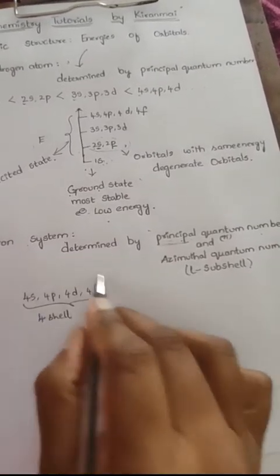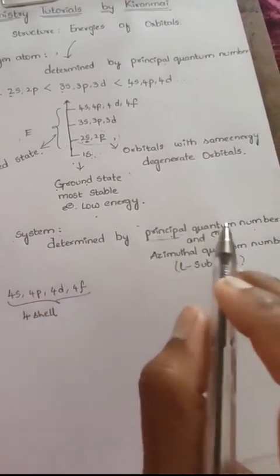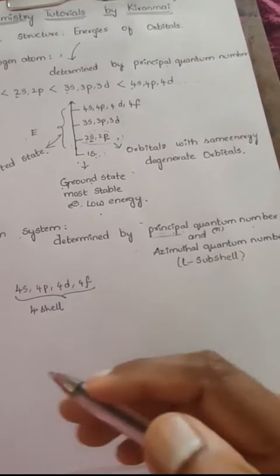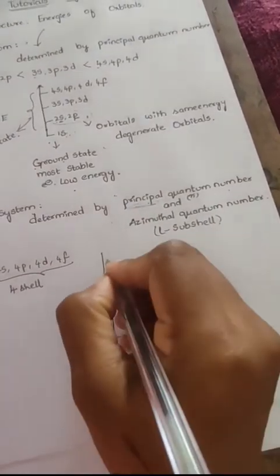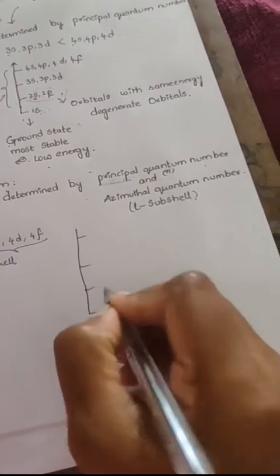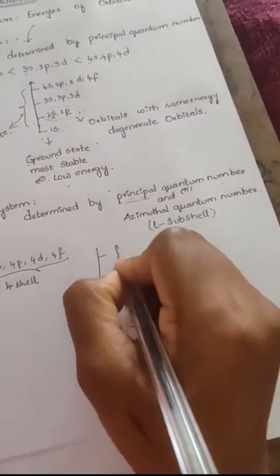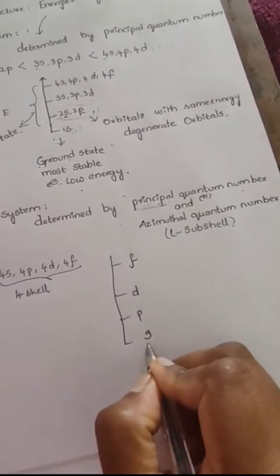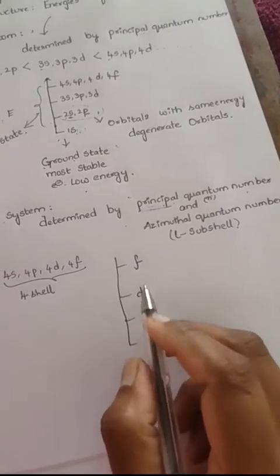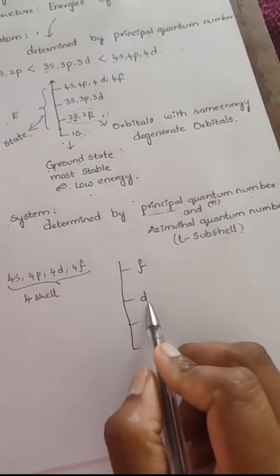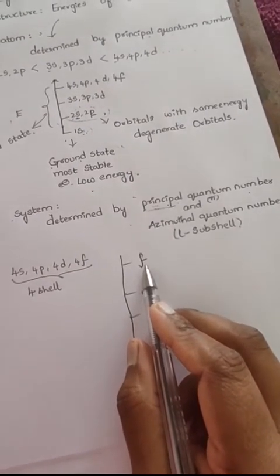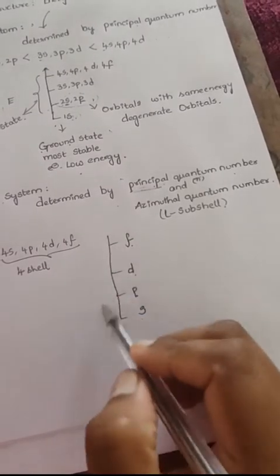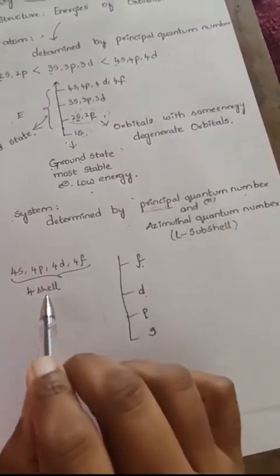if we consider these orbitals, then the subshells will have different energies. s orbital will have lower energy than p orbital. p orbital will have lower energy than d orbital. d orbital will have lower energy when compared to f orbitals. So this is particular only for one shell.